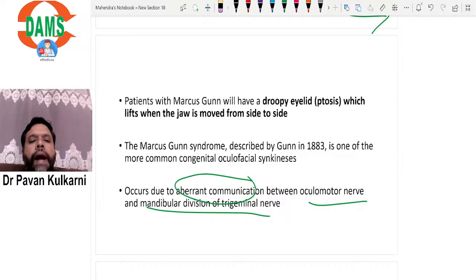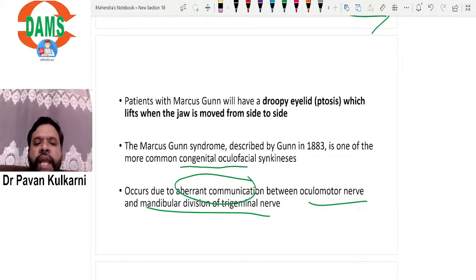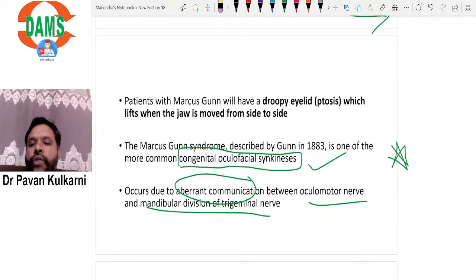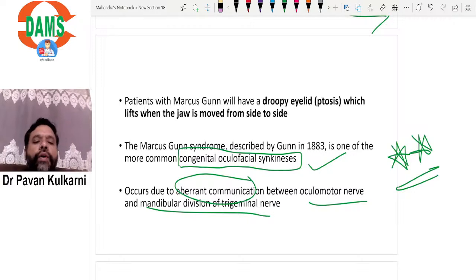So this is called Marcus-Gunn jaw winking syndrome. There is one more important point. It is also a type of congenital oculofacial synkinesis. Sometimes they can ask you this as an option. They might not ask you Marcus-Gunn jaw winking syndrome; they can ask you oculofacial synkinesis.